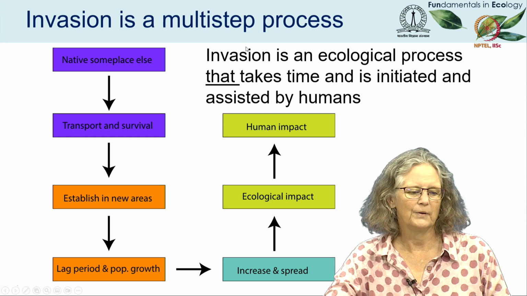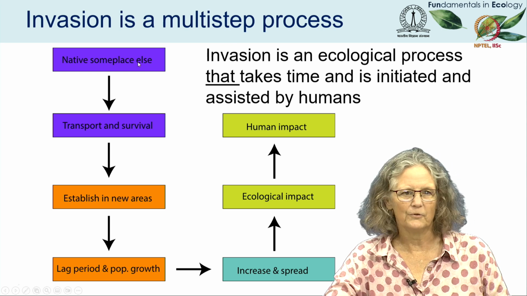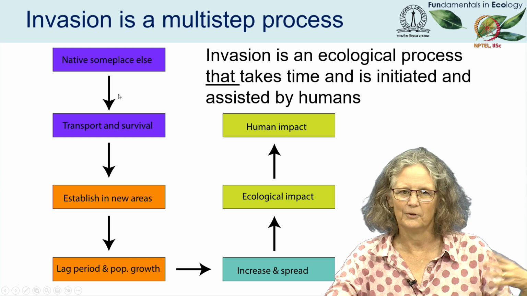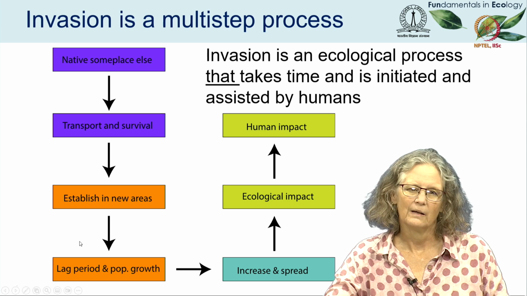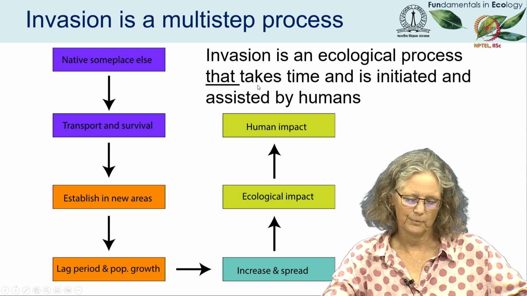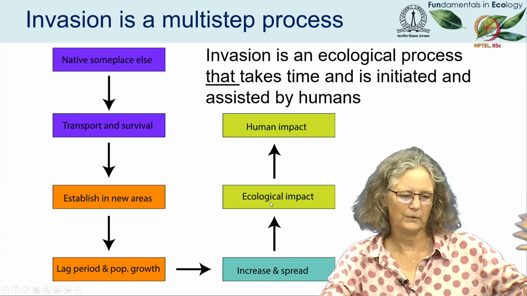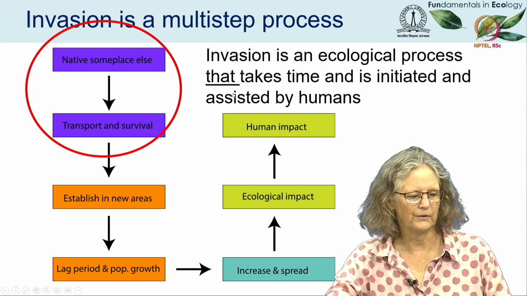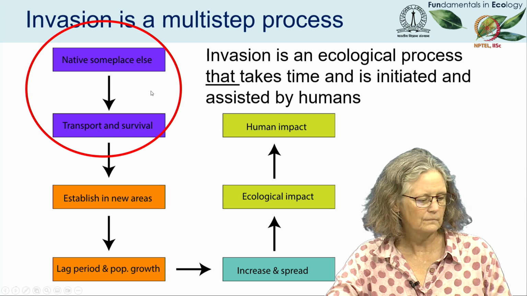All right. So we think of invasion as a multi-step process. The organisms are native to someplace, and one way or another, through human-aided ways, they get to a new place. They have to establish there. Their population has to grow. Then they have to spread, dispersal. And then they have some impact, and after a while, it's an impact that we humans notice. So I'm going to talk about this first part now, native someplace else and the transport.